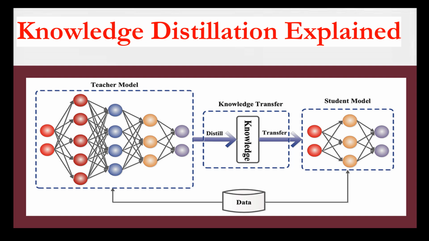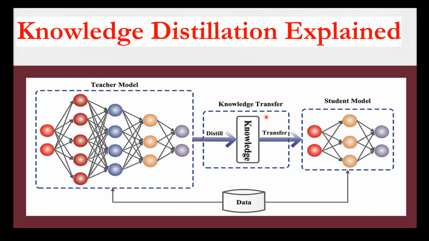What is knowledge distillation? Basically, knowledge distillation is a technique used in machine learning to transfer the knowledge of a large complex model to a smaller, simpler model. This larger model is often a pre-trained deep neural network that has been trained on a large data set and has learned to make accurate predictions. The goal of knowledge distillation is to distill that knowledge learned by the larger complex model into a smaller, simpler model that can make similar predictions with fewer resources.